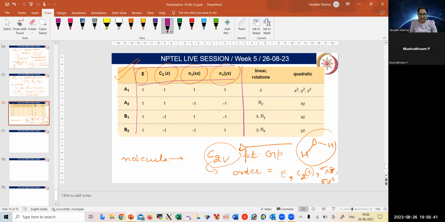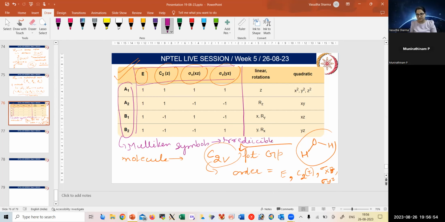Now at the left side, these are called Mulliken symbols, and these are nothing but the irreducible representations. So what happens to make our life easier? There could be combinations of E, C2Z, sigma V XZ or YZ. So when we are drawing the character table, we need to define, okay, if my identity is 1.